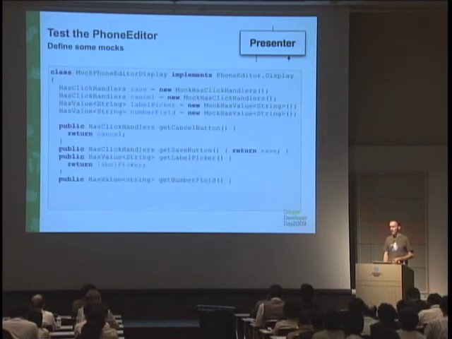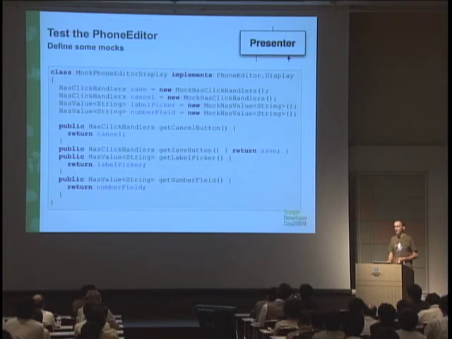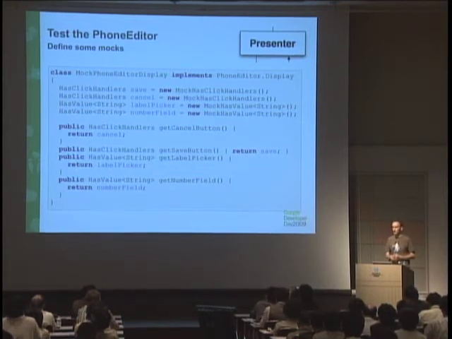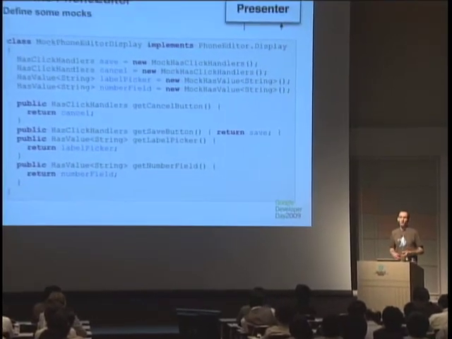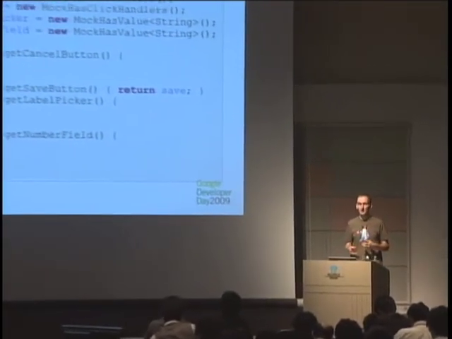Now, I think we have one more mock to create before we get our payoff. This is mocking the phone editor display. This is the thing that simulates the widget. Notice that it has no real widget functionality. It doesn't implement the button interface or use it. It uses the has click handlers interface. And so the save button there is represented by a has click handlers.